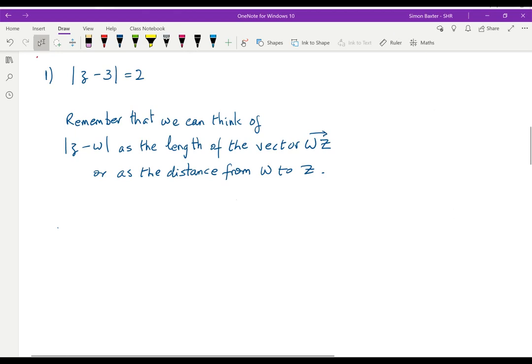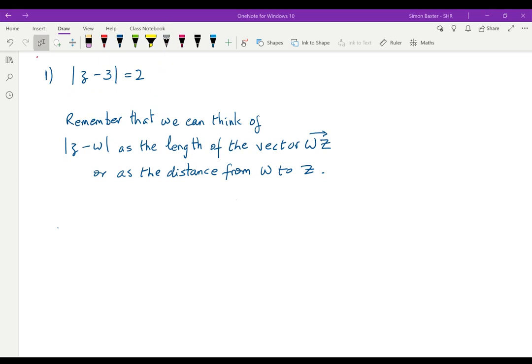Remember that we can think of mod z minus w as the length of the vector wz, or sometimes it's better to think of it as the distance from w to z. Okay, with that idea, just think what this locus is. Just pause the video for a moment and think, what is that locus?